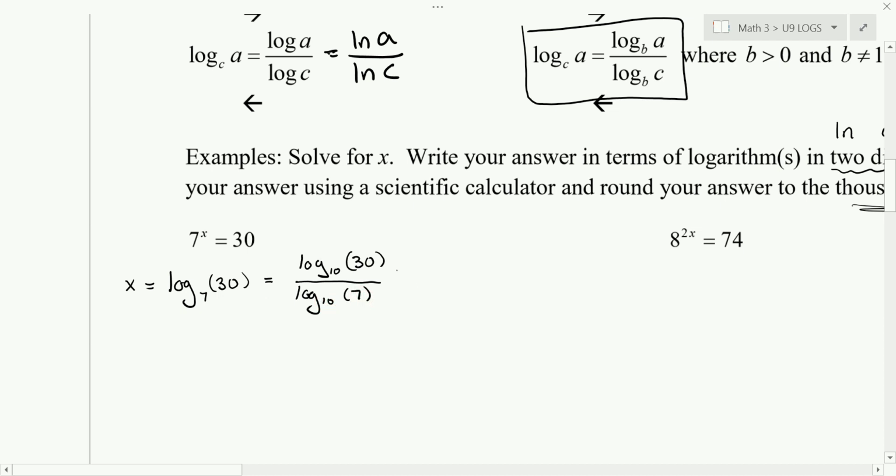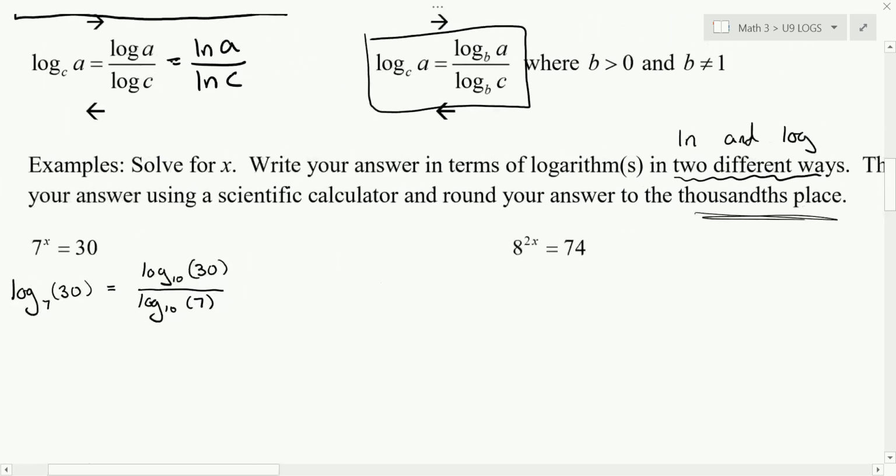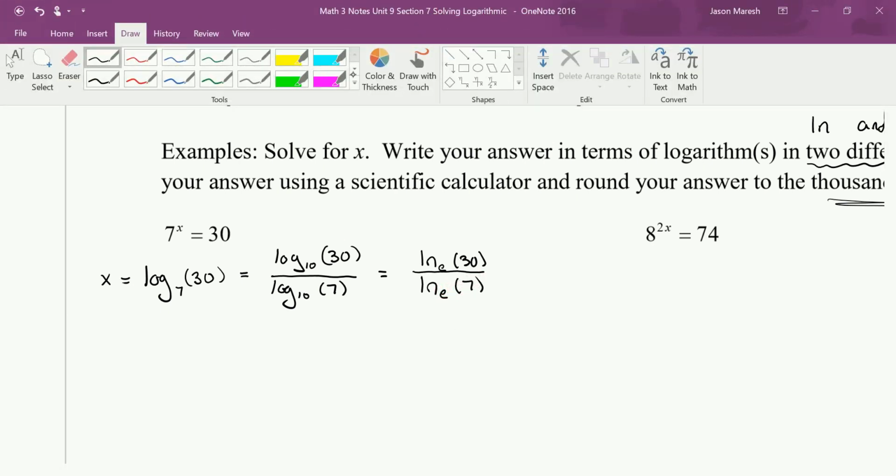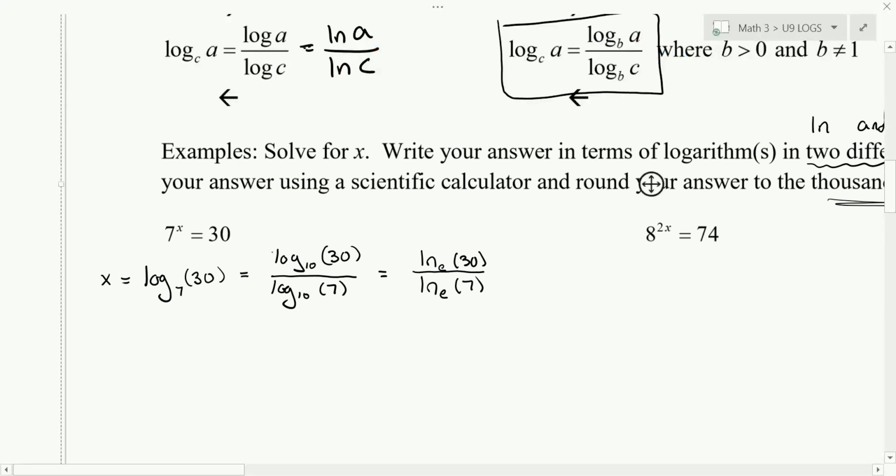But it says write your answer in terms of logs in 2 different ways. So that's one way. The other way, just write another fraction with a different base. So we'll use the natural log, which is, remember, base e of 30, over the natural log base e of 7. Okay. And you could type either of these fractions into your calculator to get your decimal value. You pick which one you want to plug in, and we're going to approximate it 3 decimals out.